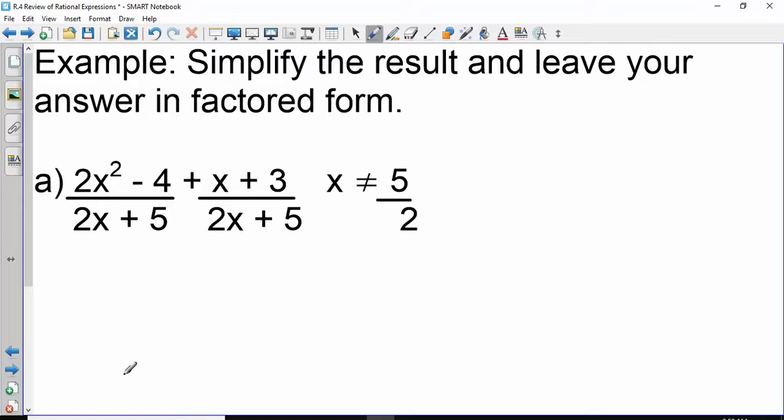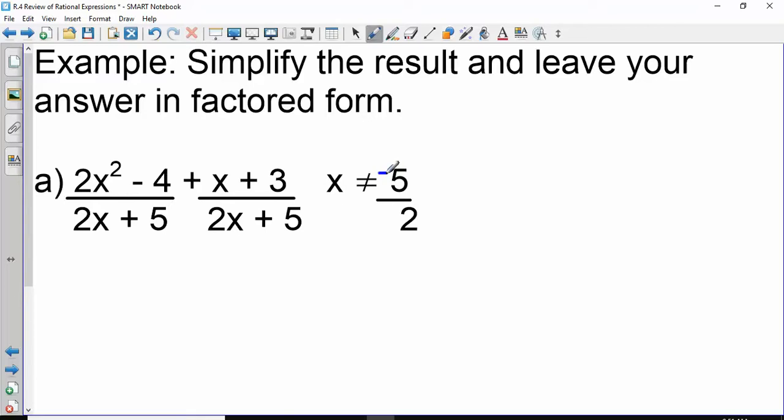So we have 2x squared minus 4 over 2x plus 5 plus x plus 3 over 2x plus 5. Out to the side, I have x cannot equal negative 5 over 2. What is that? That's the domain. Very good. We talked about that Friday. Sorry about that. It's telling me what number I can't have on the bottom, because the bottom can't be a 0.